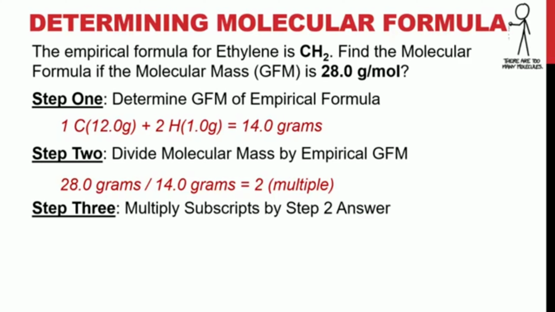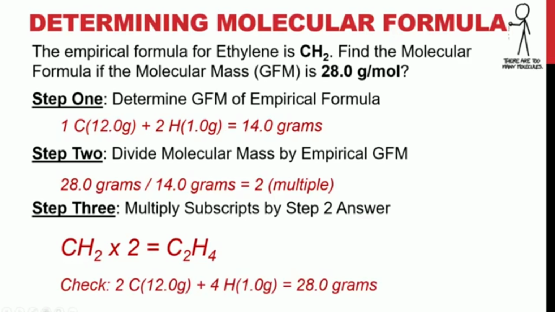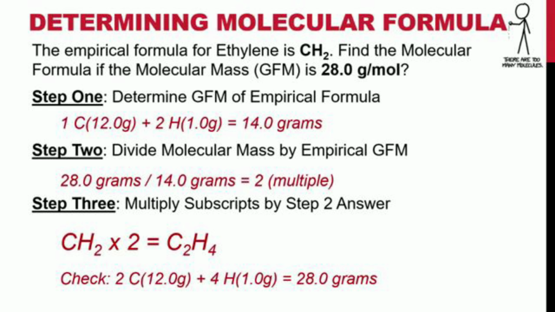The multiple of 2 means you take our empirical formula, which is CH2, and you multiply all the subscripts by 2, which means you get C2H4. That is our molecular formula. To check yourself, you can say that 2 carbons, which is 24, plus 4 hydrogens, which is 4, is 28, and that is also our given molecular mass. So to check yourself, find the gram formula mass of our molecule and see if it equals the given gram formula mass.